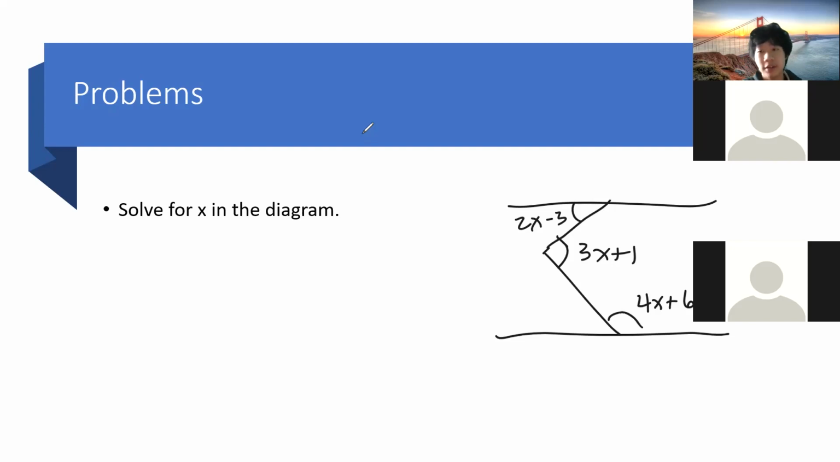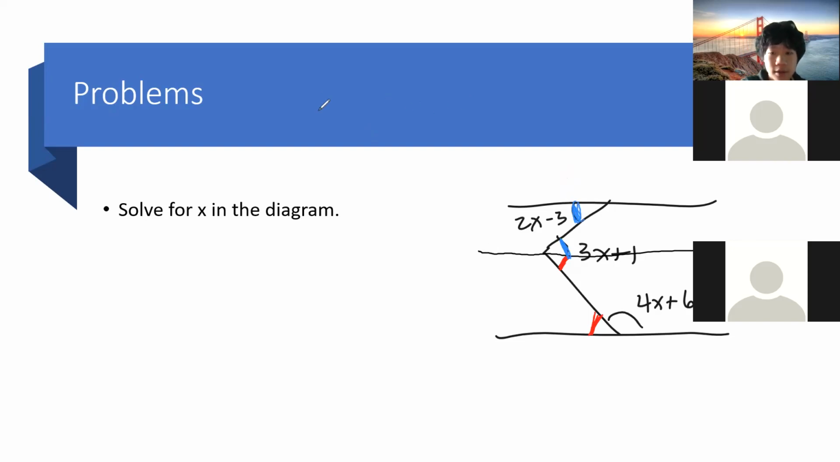Alright, so for this one, we're going to do the same exact strategy. Draw a parallel line through this. So we're going to see that, let me use a different color. This angle is congruent to this one. This angle is congruent to this one.